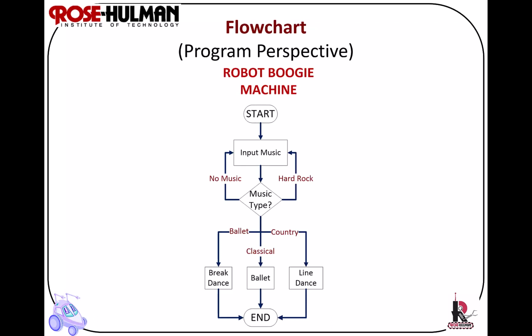Here's another example of a flowchart for a robot boogie machine, where the robot starts, you input the music. If the robot detects the music or the type, and it's not one of the ones that it can dance to, it returns to input music. If it is, then the robot does that. If it's hip hop music, the robot break dances. If it's classical music, the robot does ballet. If it's country music, the robot does line dancing, and then it ends.